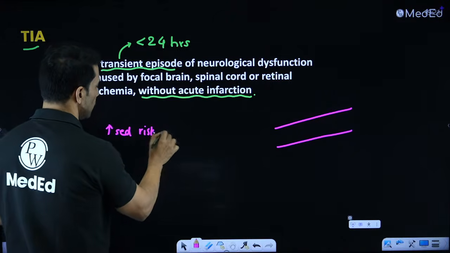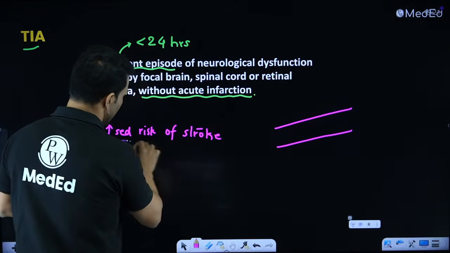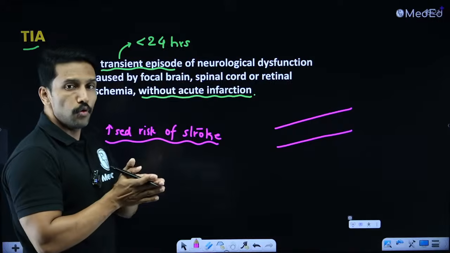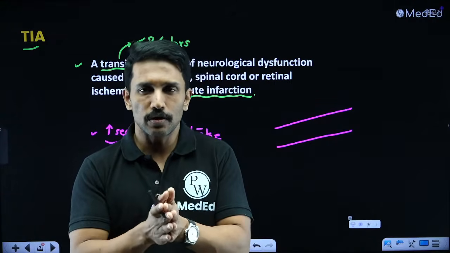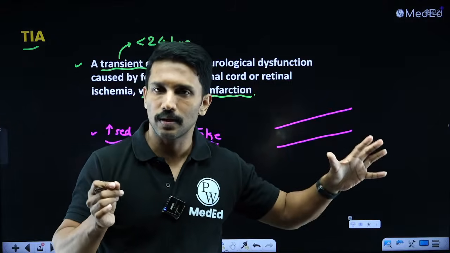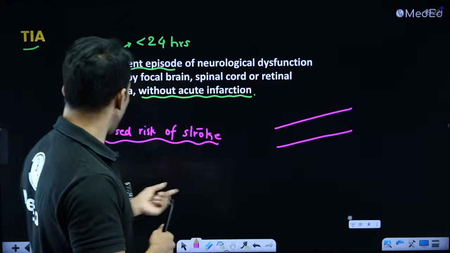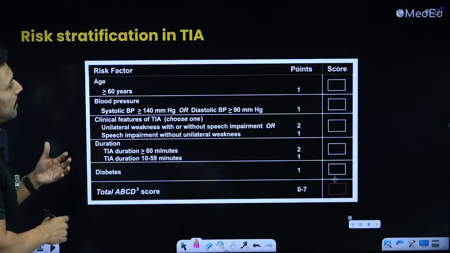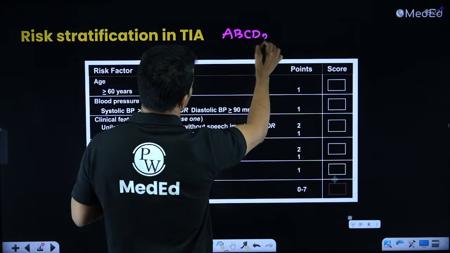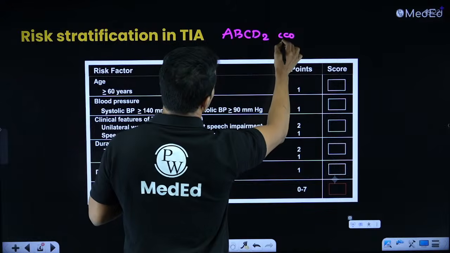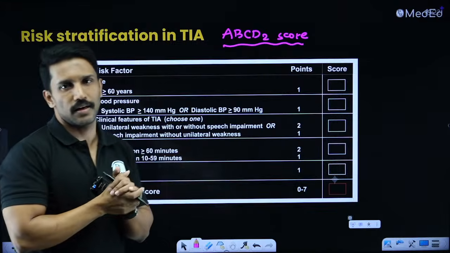Increased risk of stroke. Most patients with TIA end up with stroke within the next 24 to 48 hours. If not, almost 15 to 20% of patients who had TIA will end up with a stroke within the next 3 months. Okay, so can I quantify the risk of stroke if I had a TIA? Yes, we have a scoring tool called the ABCD2 score, which can help you quantify the risk of frank stroke occurring in a patient who already had TIA.